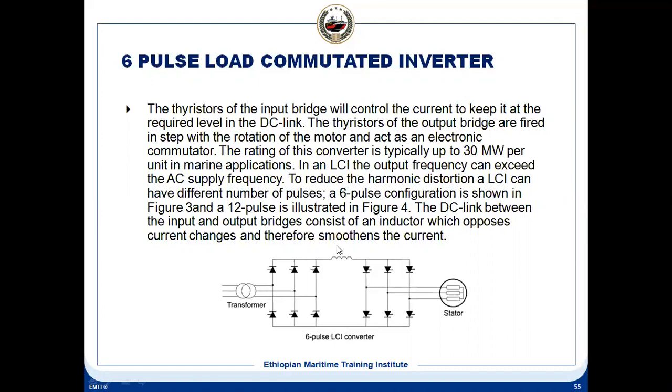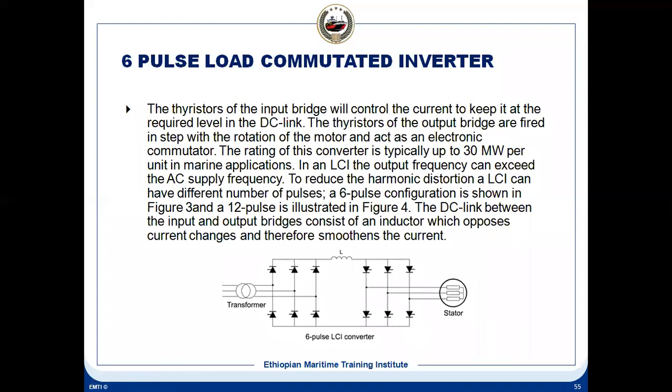In a cycloconverter you will not find this DC link. It is AC to AC, that means fixed frequency to variable frequency. Here in this case we are using thyristors for speed control. The thyristors of the output bridge are fired in step with the rotation of the motor, and it acts like an electronic commutator. It will work like a commutator.